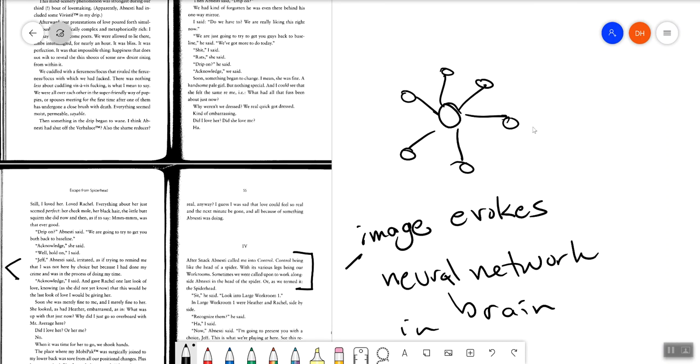Well, I talked about one of the major themes, right? Who are we, how are we, what we are, and who we are, etc. If you ever go and look at neural networks, okay, this is evoking, at least, an image of a neural network in the brain. Okay? So now we have a dual level to understand Escape from Spiderhead.